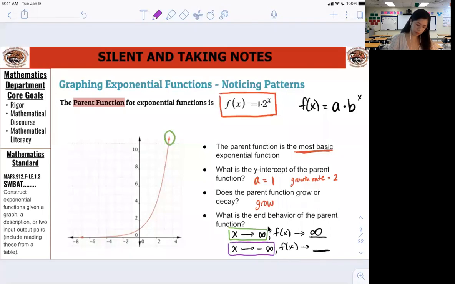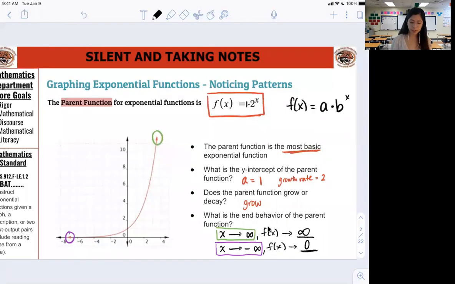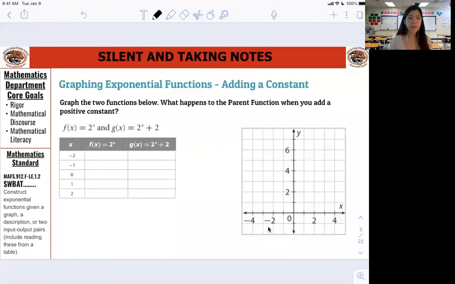To 0. Good. It kind of looks like it's touching the x-axis, but remember in yesterday's class, I showed you when you zoom in really, really far, even if it looks like it's touching, it's not. So 0. All right. So that's my parent function. Now let's start doing some stuff to the parent function, and let's just see what happens.